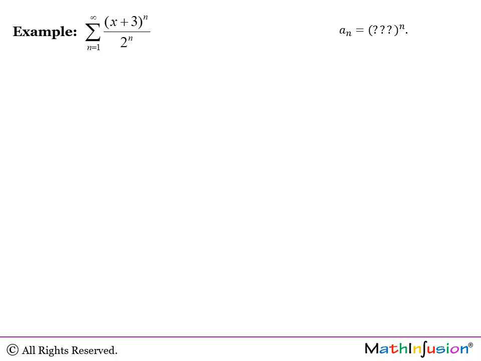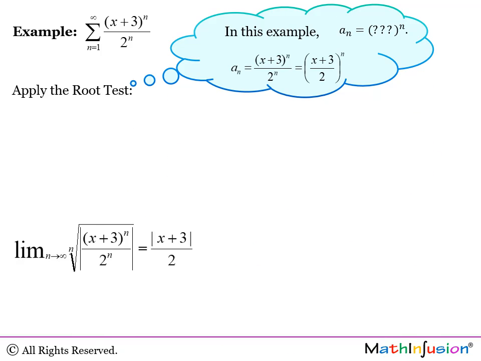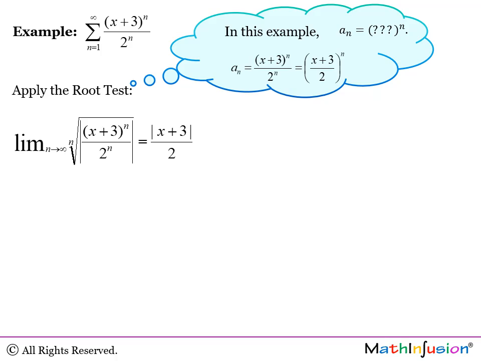Another example. The sum, n runs from 1 to infinity, of x plus 3 to the n over 2 to the n. In this case, we can apply the root test. In this example, the term is a function with n to the power of n. This is the easiest, clearest case in which you prefer the root test over the ratio test. But don't forget the absolute value.